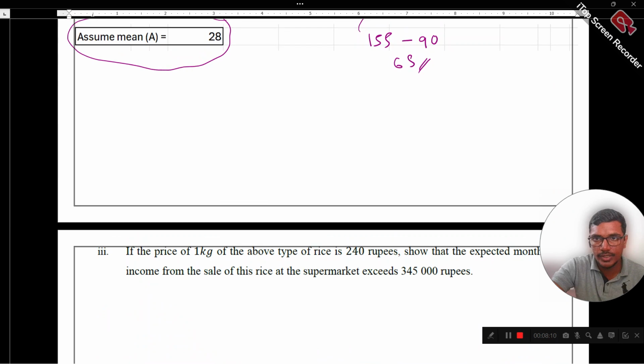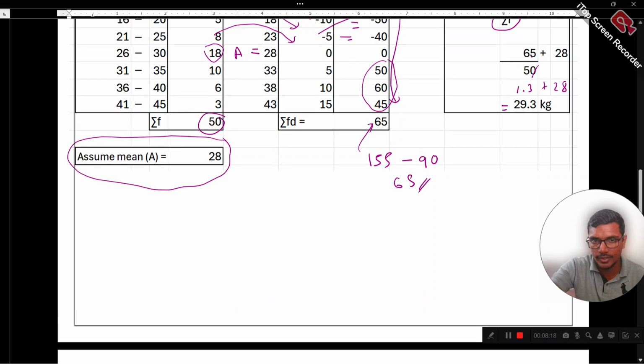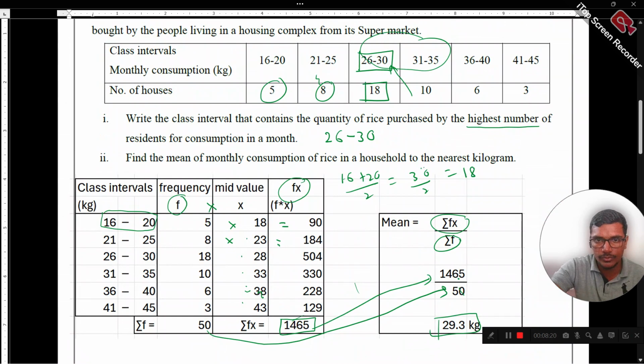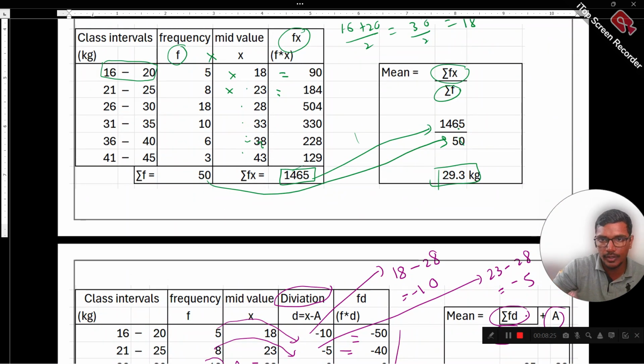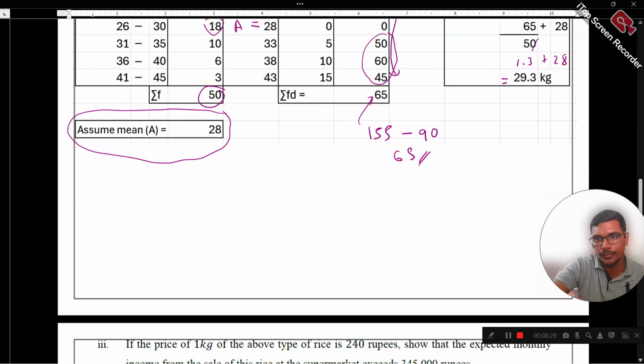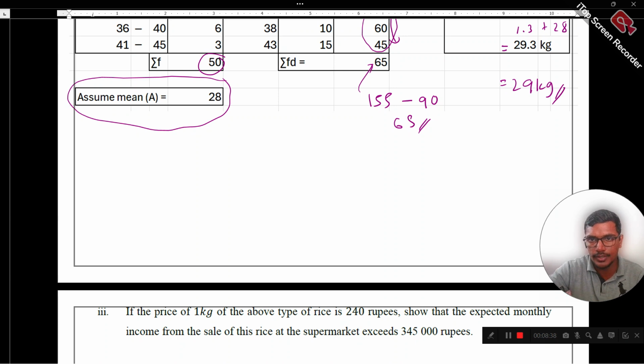Now, what is this? 29.3 means one family purchased about 29.3 kilograms. Have they also rounded it off? Yes, to the nearest kilogram. Then the mean will be 29 kilograms. So roughly each family takes around 29 kilograms of rice.